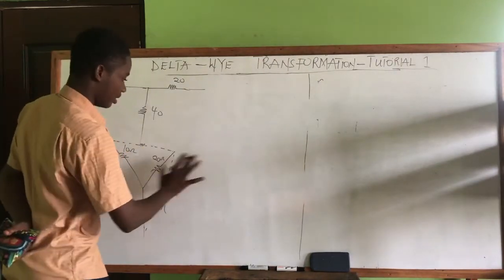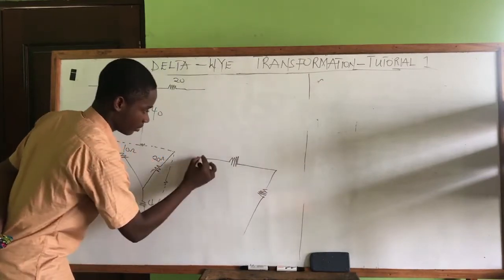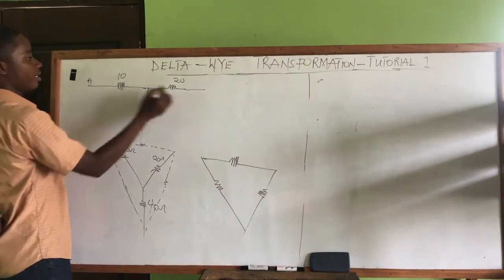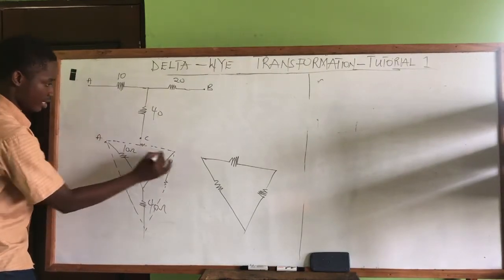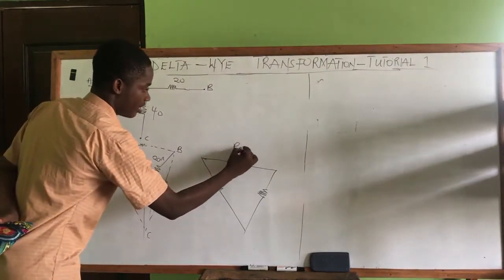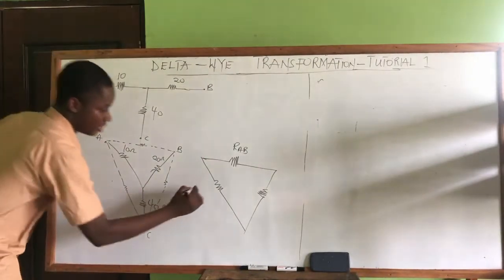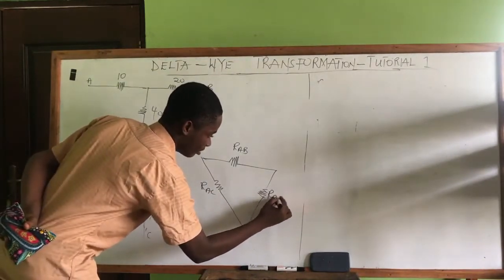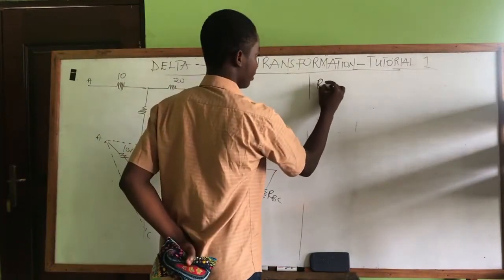Now let's take our delta here. So it looks like this. Let's name it. This is A, B, and C. So this becomes A, B, C. So I have resistor RAB, this delta value here. I have this one to be AC, so RAC. I have this one to be BC, so RBC.